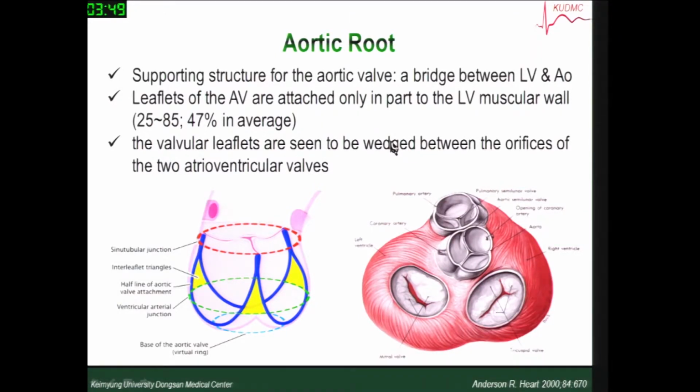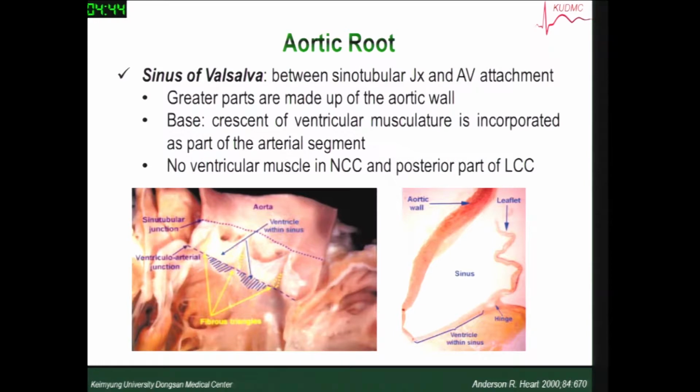The aortic root is one of the components of the LVOT. It's a supporting structure of the aortic valve, a bridge between the left ventricle and the aorta. The leaflets of the aortic valve have a semilunar attachment to the aorta and the left ventricle, occupying about half of the left muscular wall. The valve leaflet is wedged to the mitral valve and the tricuspid valve. The non-coronary cusp is wedged between the two AV valves, and this is the left coronary cusp and this is the right coronary cusp. If you map the non-coronary cusp, you can see a lot of big aortic atrial signals. That's the reason. Another structure is the sinus of Valsalva.